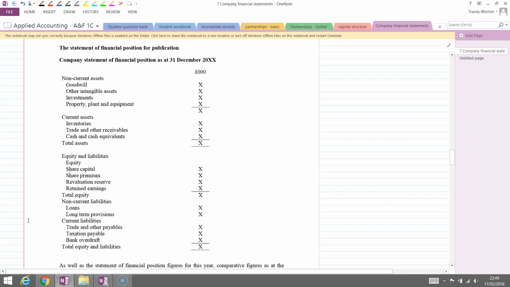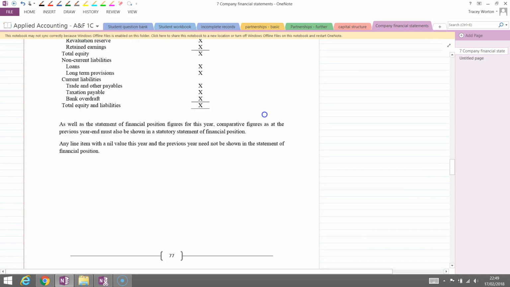So the next couple of pages have examples of the formats of the financial statements. This one is a statement of financial position. As you can see, there's some detail in, but perhaps not as much as you would expect to find on a statement of financial position for a sole trader.